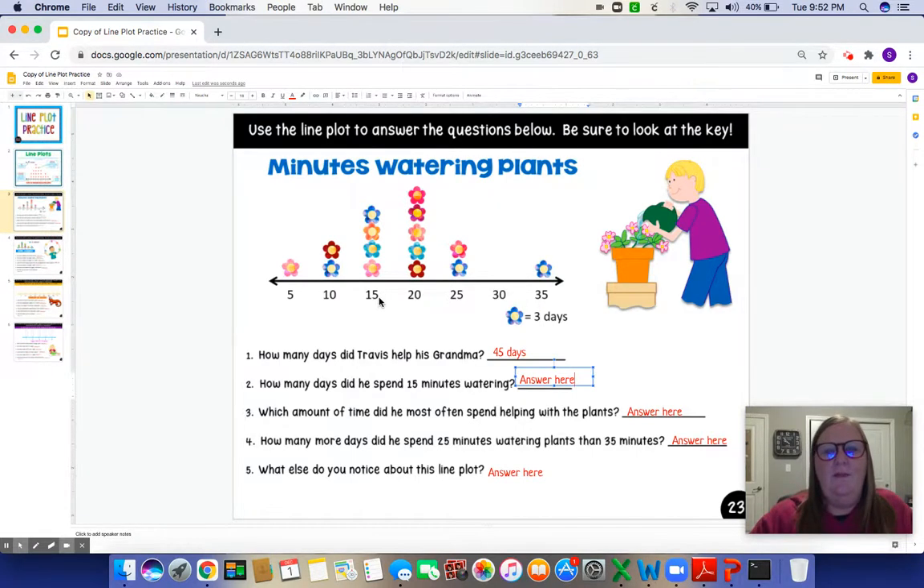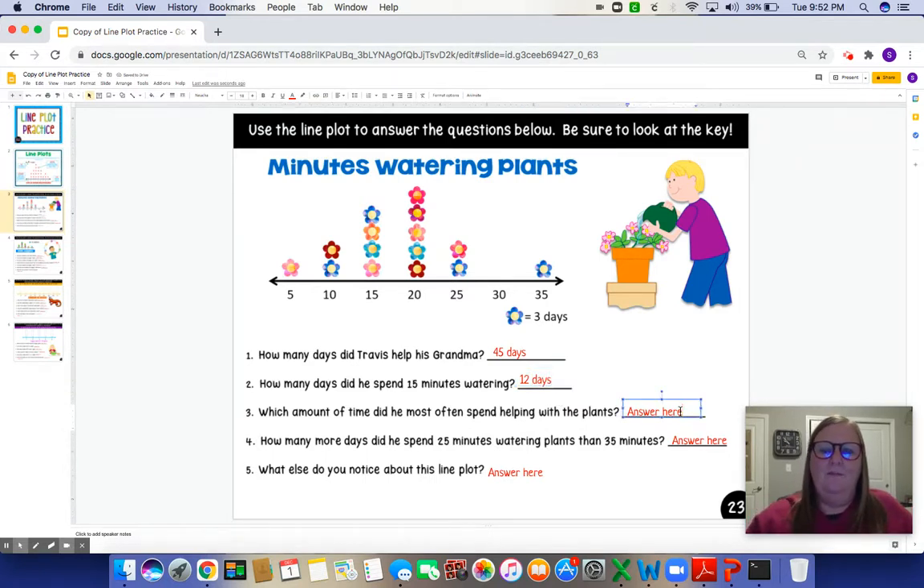They want to know about the days he spent watering 15 minutes. So there's 1, 2, 3, 4 flowers. And remember, if we look at our key again, each flower represents 3 days. So I know, because I know my multiplication tables, that 4 flowers times 3 each equals 12. If you don't know that, you could do 3 plus 3 plus 3 plus 3, and you would still get 12. So again, we're going to look for what unit we should put. It says how many days, so 12 days.